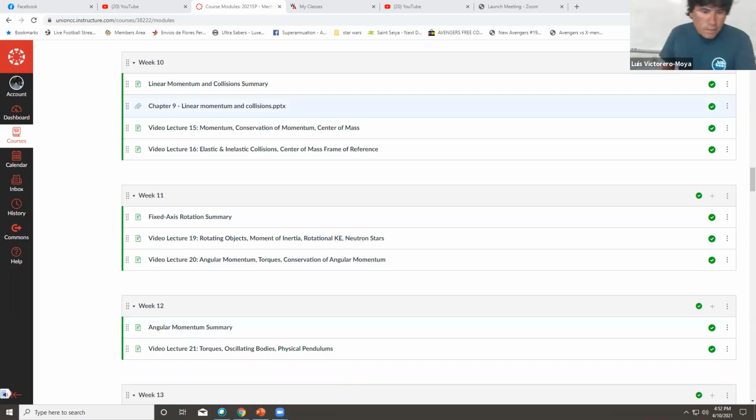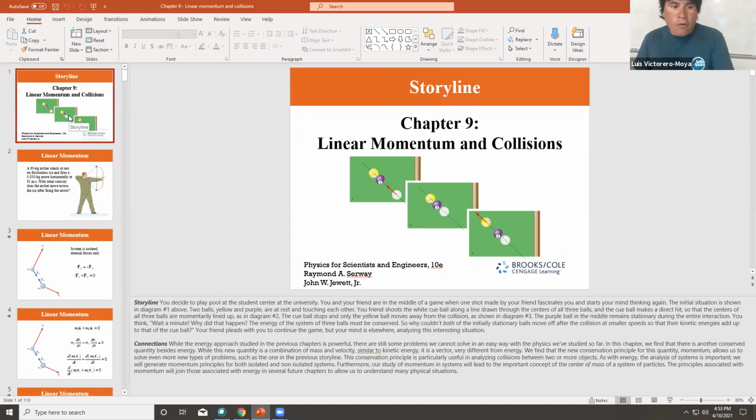Good afternoon, guys. Today, I'm just going to do a few examples on linear momentum and collisions. It's a more simple topic, and it doesn't involve a whole bunch of equations. And some situations are going to be similar to the ones we have studied before in Newton's laws and in conservation of energy and work.